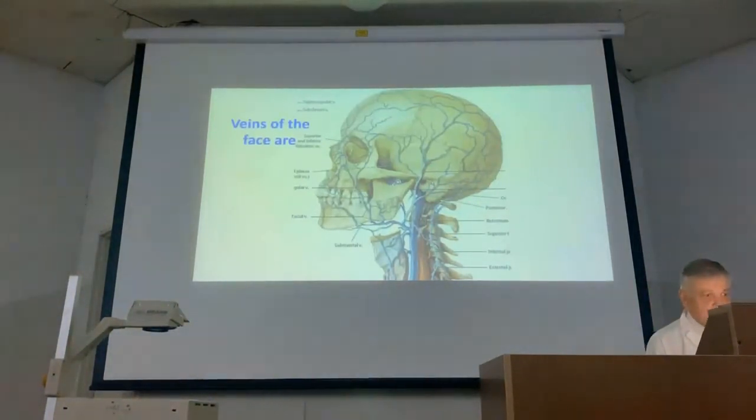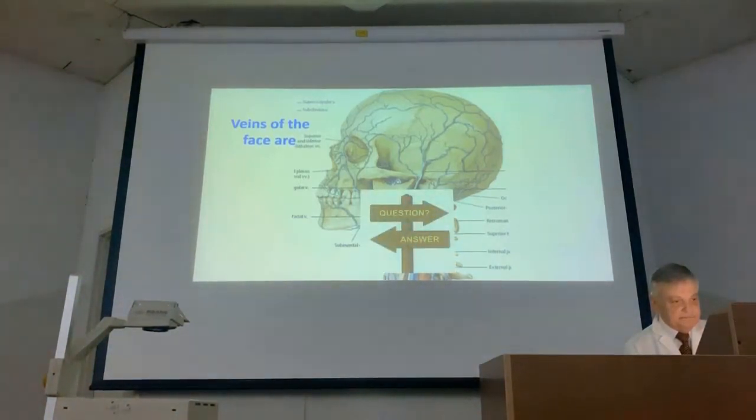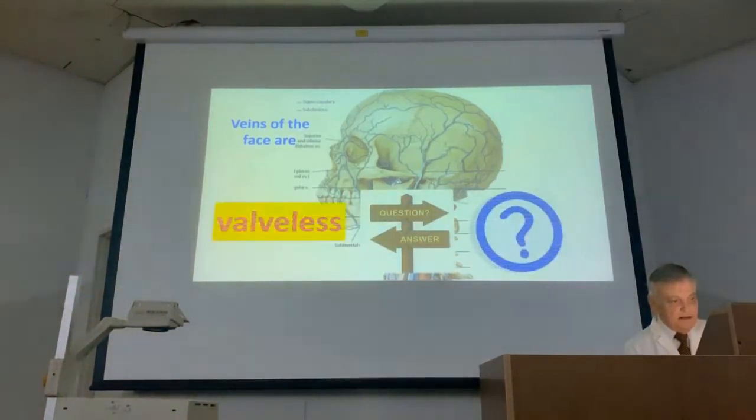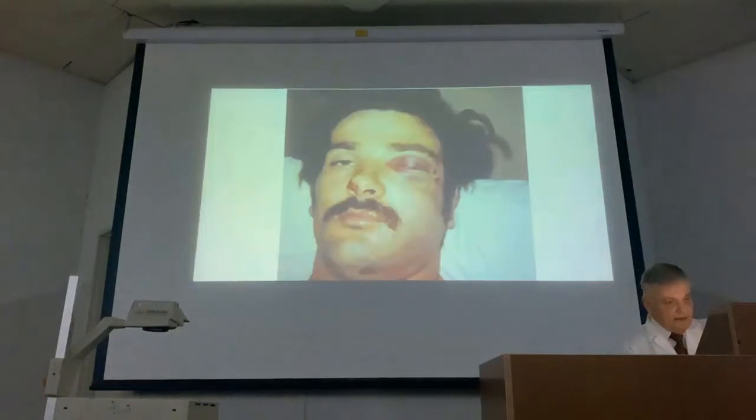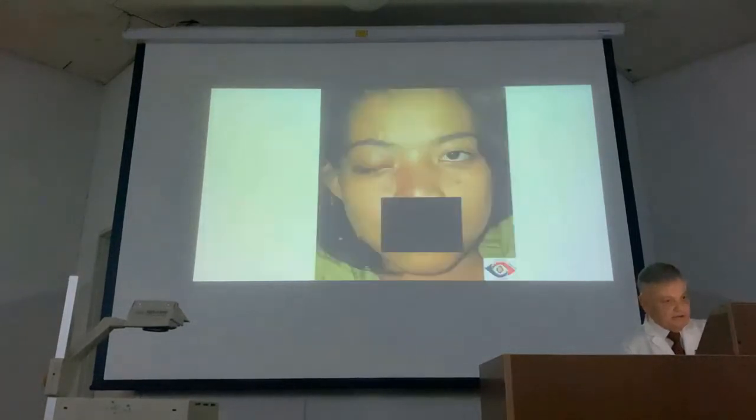Now, veins of the face are what? They are valveless, and that is important. That's why bacteria can, or blood can go in any direction. Can this be a case of cavernous sinus thrombosis? The answer is yes.